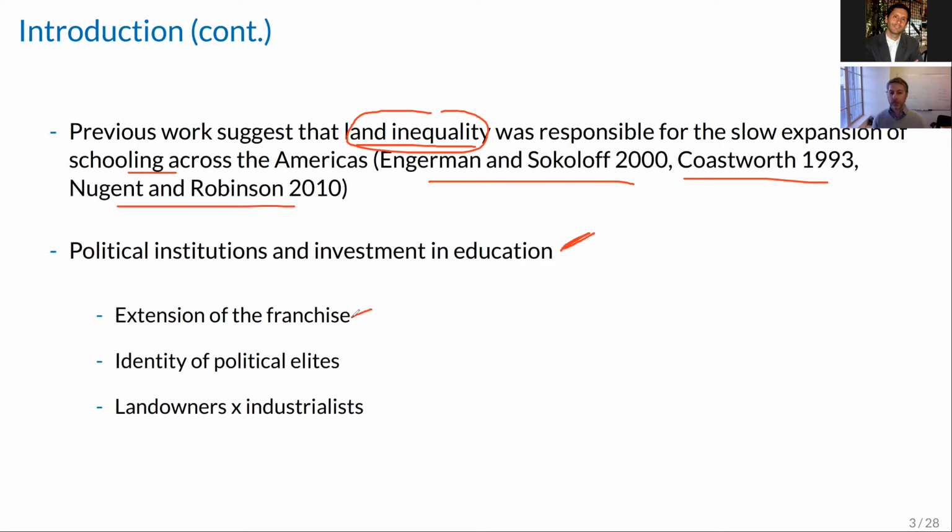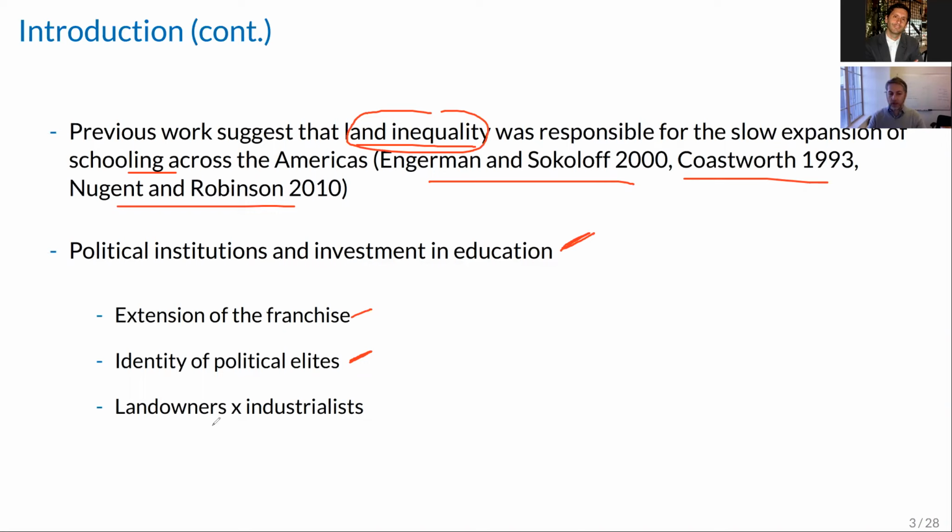explain patterns of, for example, relative investment, right? Why is it the case that in some locations within a country or regions, one region invests a lot in education and the other region did not. So the second idea has to do with political economy incentives, right? And political economy incentives here can be of two types. One has to do with the identity of the elites.